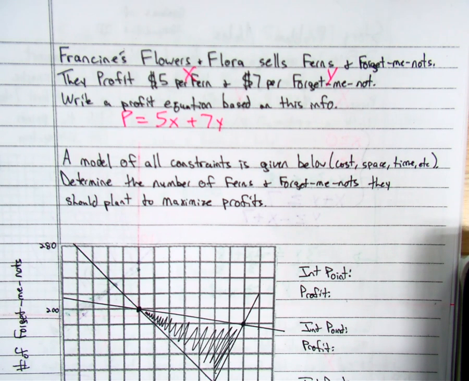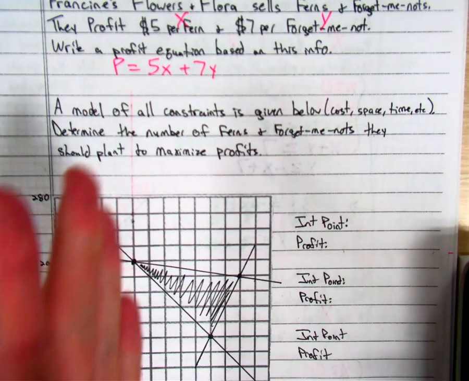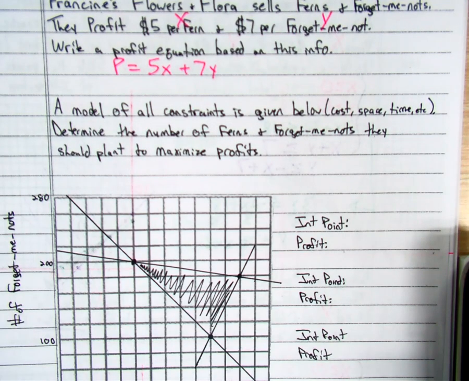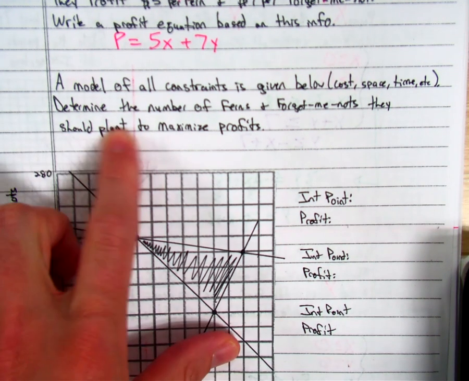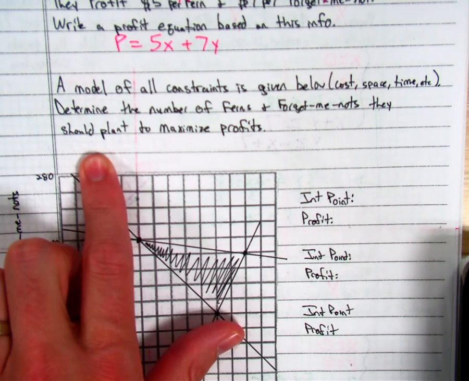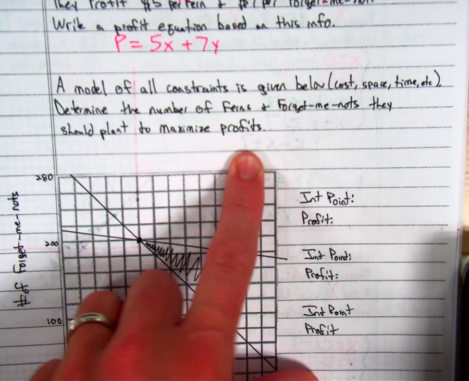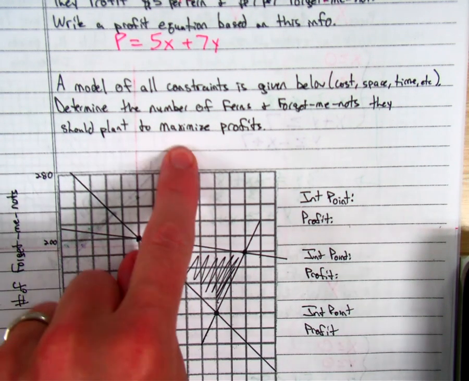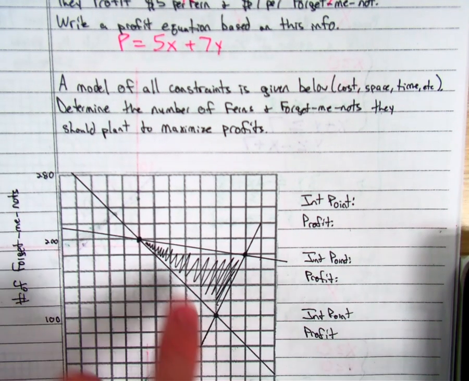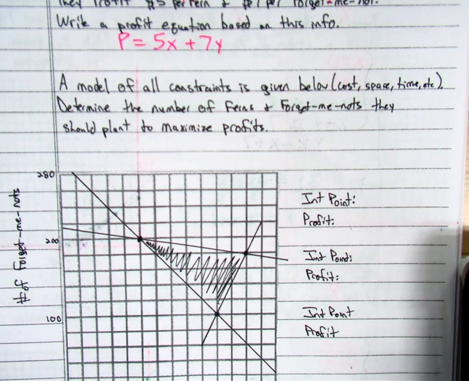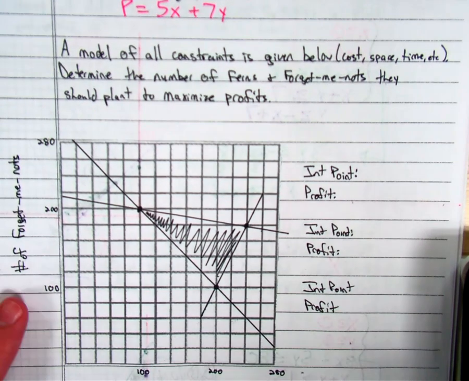A model of all constraints is given below. Some things that they've been considered: cost to grow each plant, the amount of space it takes to grow these plants, the time it takes to grow these plants to get them to where they're mature enough to sell. Okay, things like that. Determine the number of ferns and forget-me-nots they should plant to maximize profits. Okay? The thing about maximum profits or minimum costs and stuff like that will always happen at a corner. Will always happen at a corner. Okay? So we need to write down these corners.